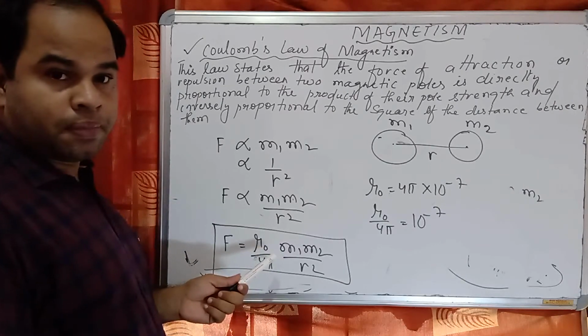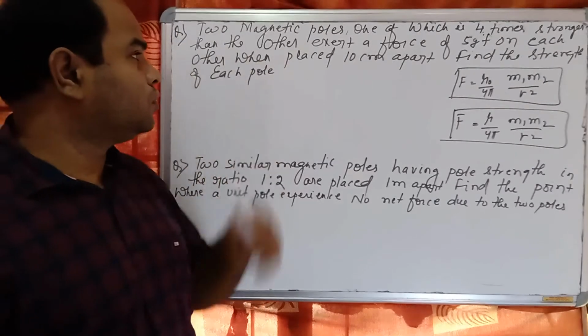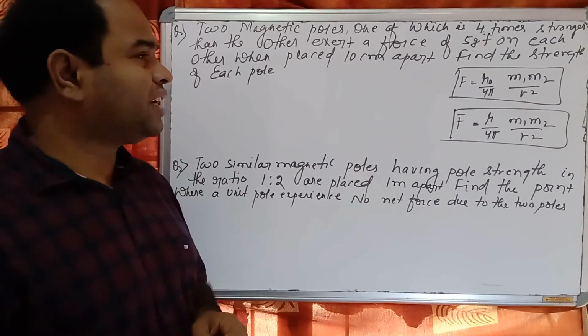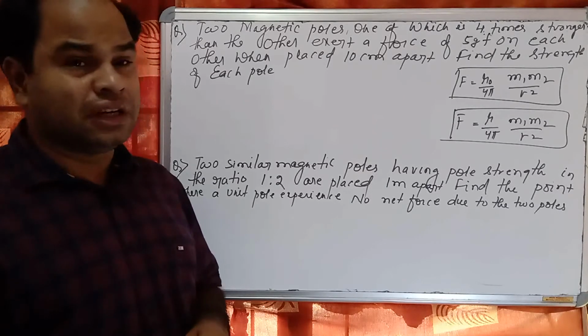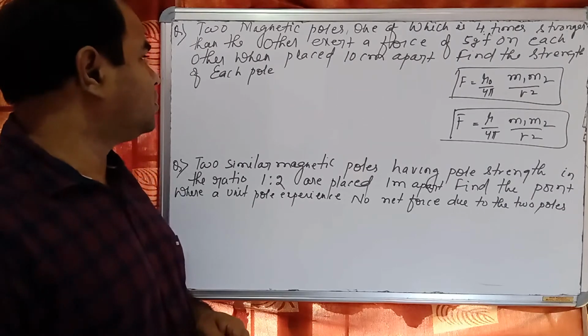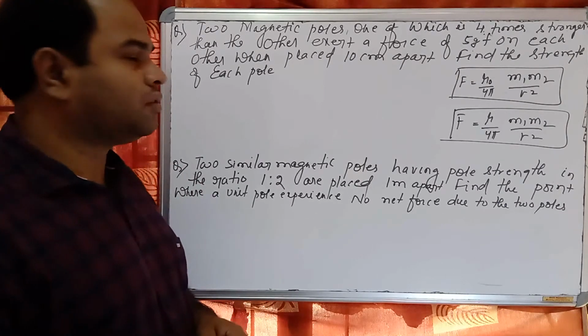The first question is: two magnetic poles, one of which is 4 times stronger than the other, exert a force of 5 gram force on each other when placed 10 cm apart. Find the strength of each pole.